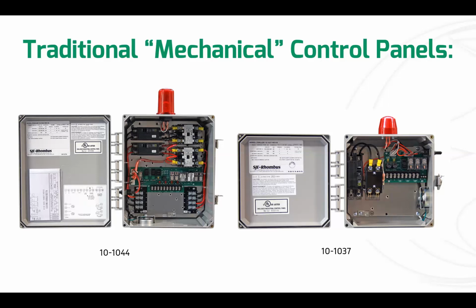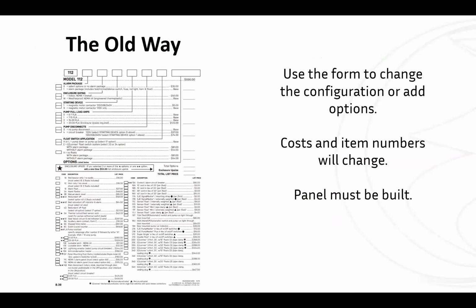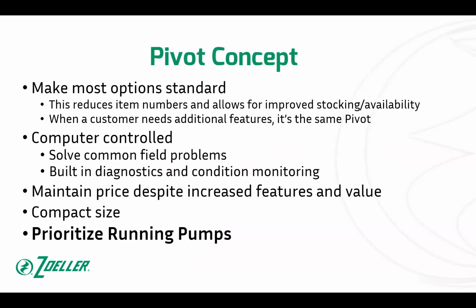But if you want to add anything to that panel, even the most basic features like a cycle counter or something, then you're going to have to fill out a form like this. It's going to have which features, how you want it built. That part number is going to change, that price is going to change, and then the panel's got to be built and shipped to you. The way we do Pivot is a lot different.